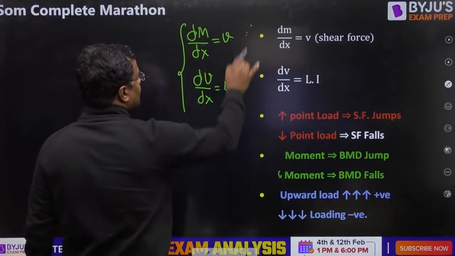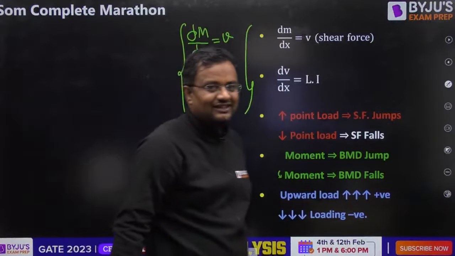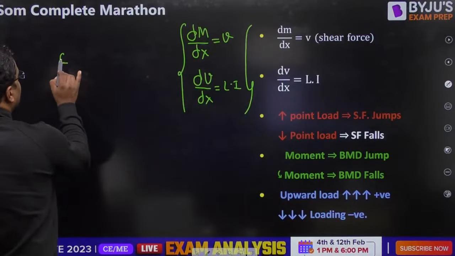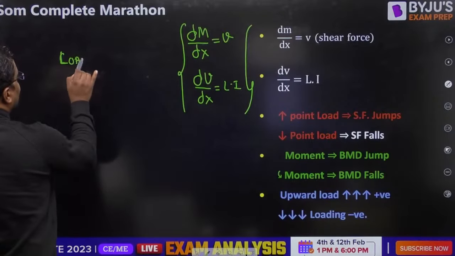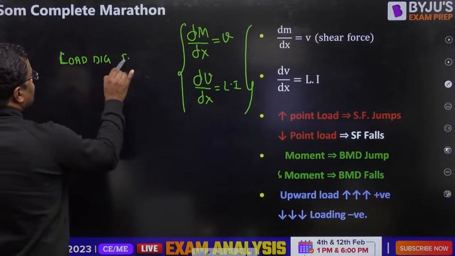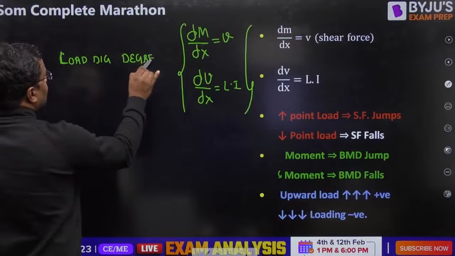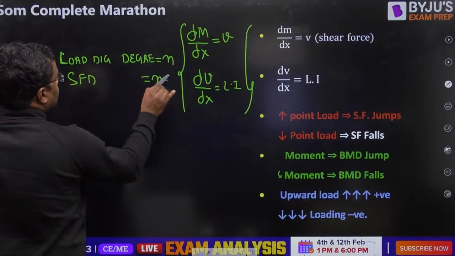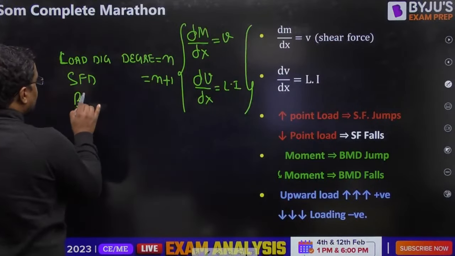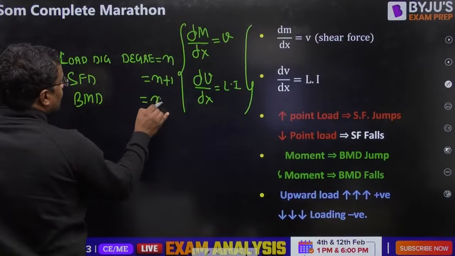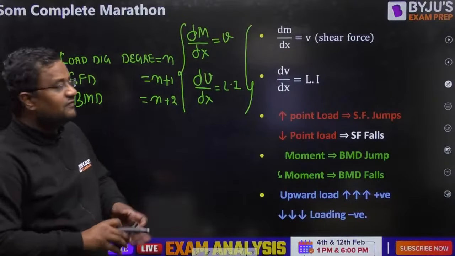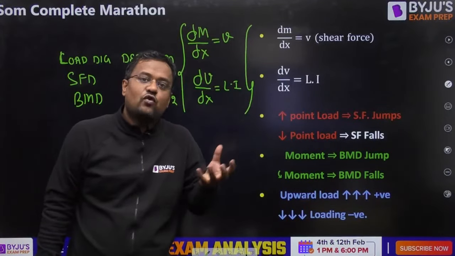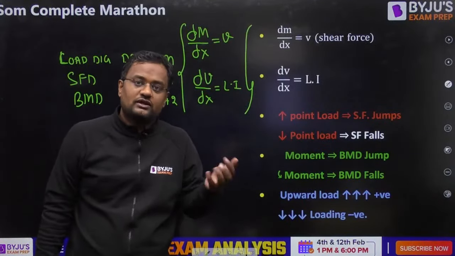There is no formula in this chapter. Still, let me tell you: if the loading diagram has degree n, then the SFD will have degree n plus 1, and the BMD will have degree n plus 2. Because with one differentiation the degree is reduced by 1. Suppose it is x to the power 4. The differentiation is 4x cube, so the degree is reduced by 1.